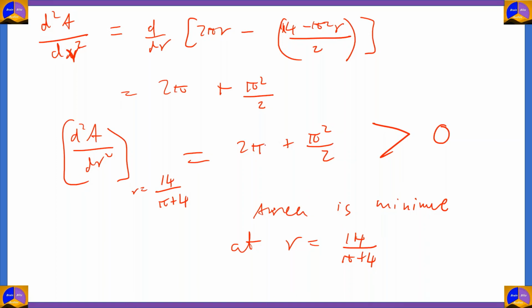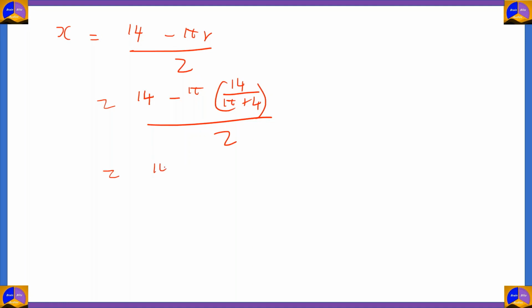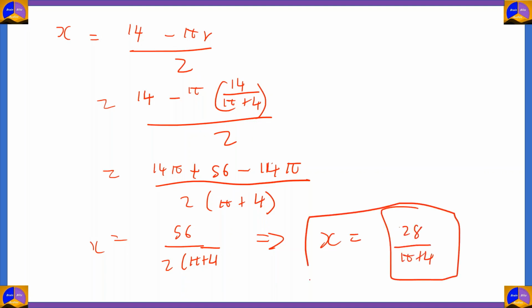So now let's take the formula for x, which is (14 minus pi r) by 2. Let's put the value of r here. So that's (14 minus pi into 14 by (pi plus 4)) divided by 2. So now that becomes (14 pi plus 56 minus 14 pi) divided by 2 times (pi plus 4). So therefore we get 56 by 2 times (pi plus 4). So therefore x is equal to 28 by (pi plus 4). So the value of the side of the square is 28 by (pi plus 4).